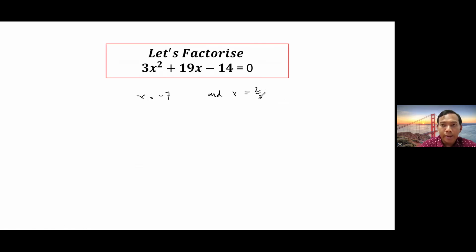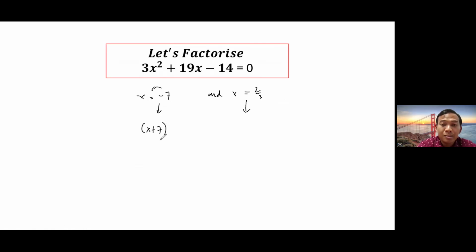Write these down somewhere, because this is not part of the working. You need to write them down in pencil somewhere on the paper. The reason is that you need to form your bracketed factorized expression. By now you should know how to do these things. So you should get x plus 7.